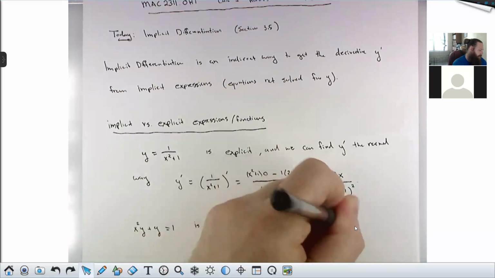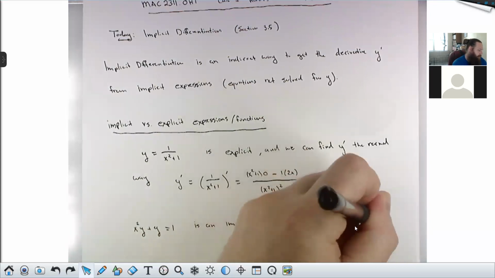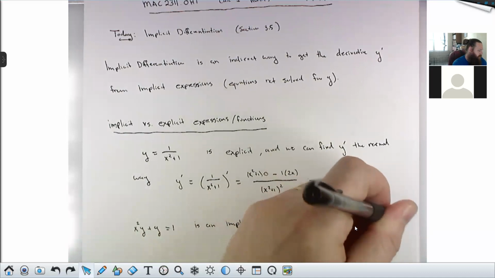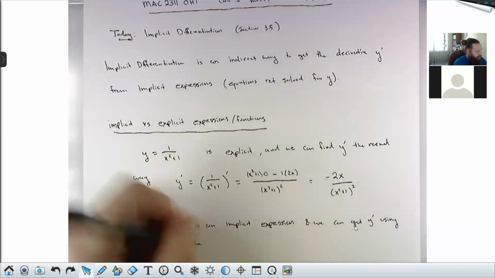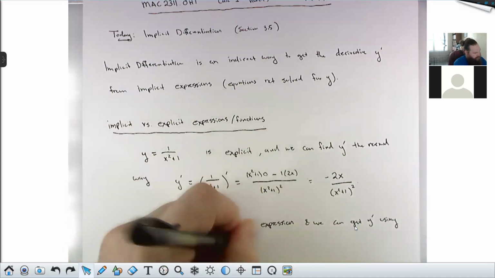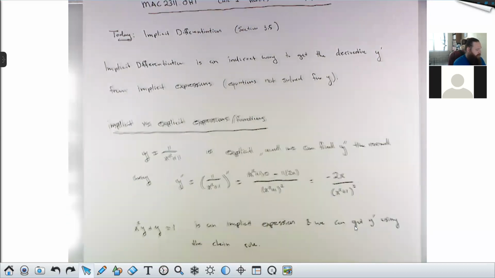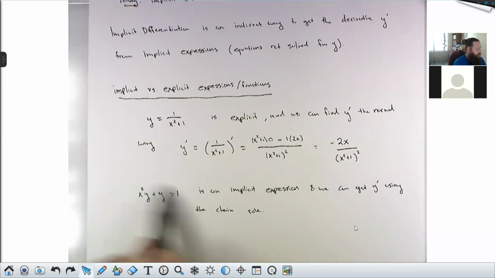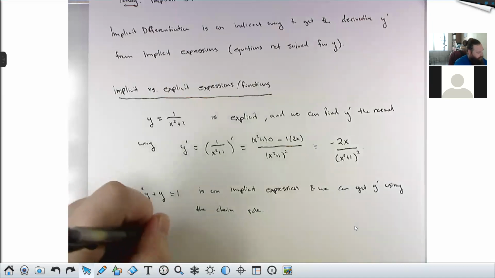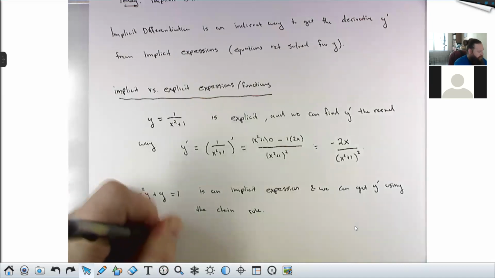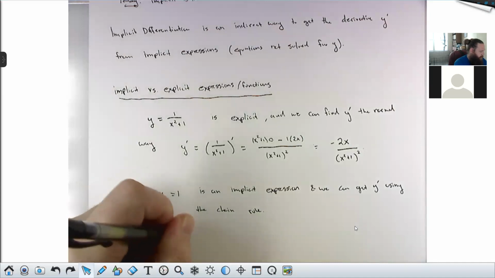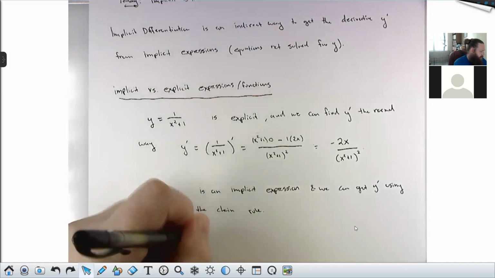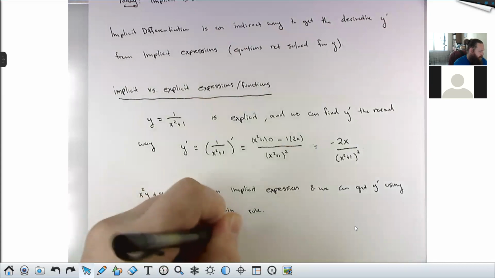We can get y prime using the chain rule. Here's how it works. I take this equation and I differentiate on both sides with respect to x. I take d dx on the left, x squared y plus y, and d dx on the right.